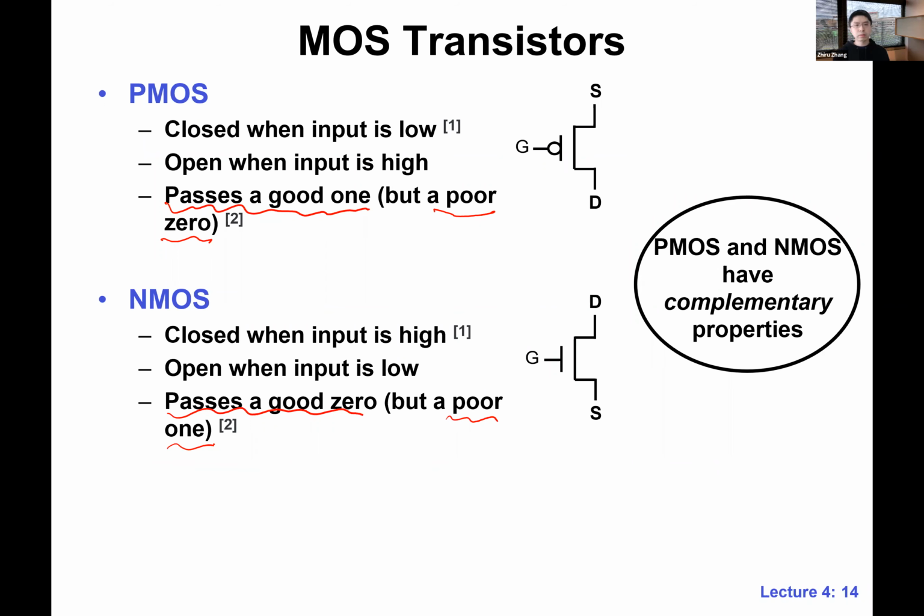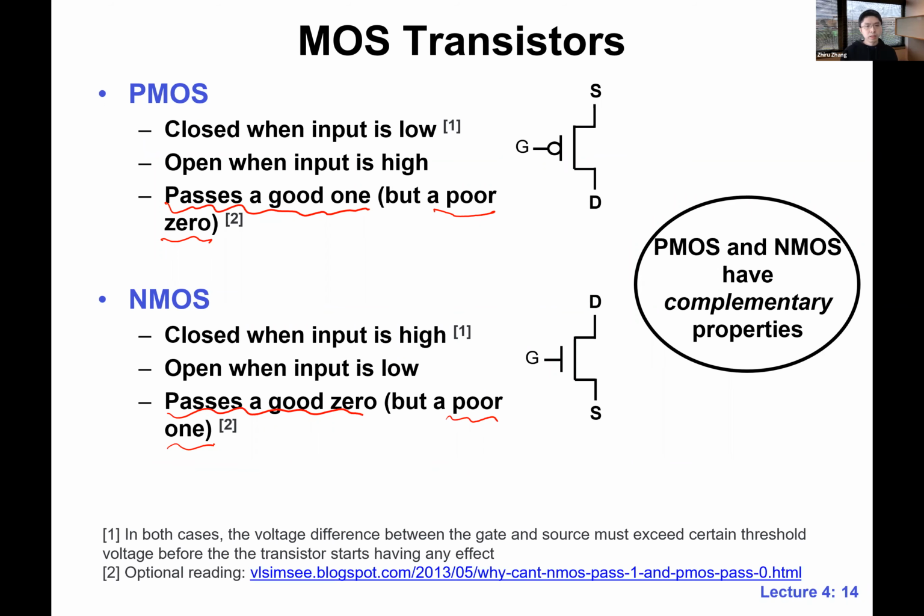Okay, so that's why we actually need both of them. If you want to understand why this is the case, check out this link. Again, this is not required reading, but if you're curious enough to understand why, just go to this link. It's really about something called the threshold.